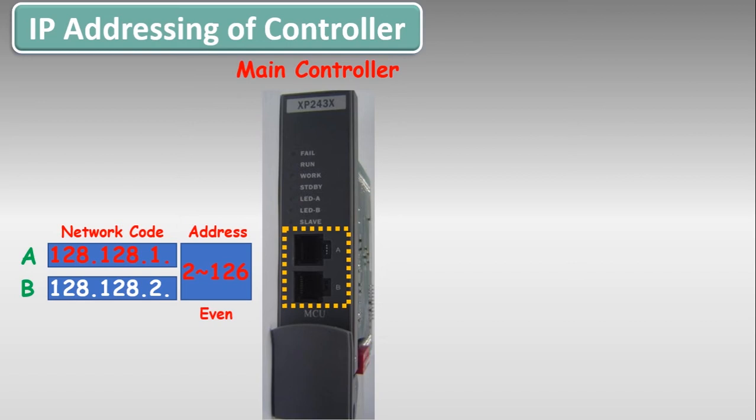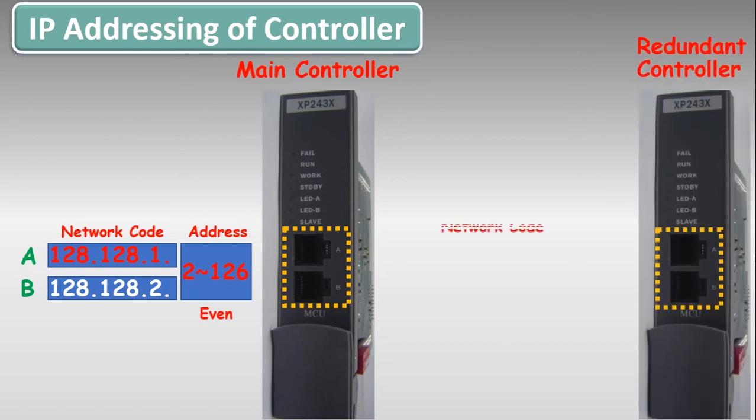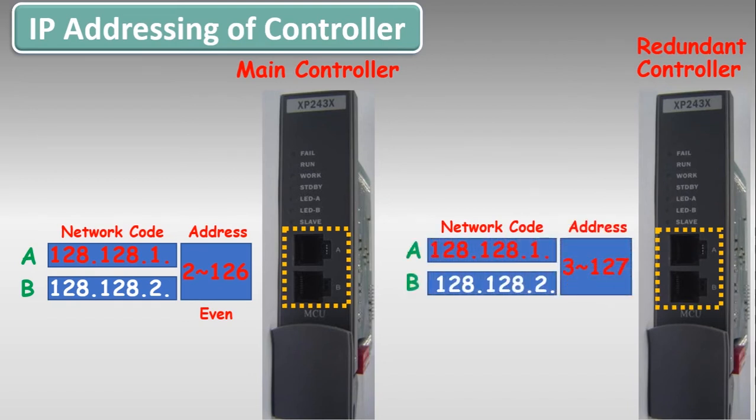The main controller will be used either individually or in redundancy. Its address will always be even. Similarly, for the redundant controller, we also have two ports. The network codes of port A and port B will be the same as the main controller. The only difference between the main controller and the redundant controller is the address of the controller. The address of the redundant controller is odd and ranges from 3 to 127. The address of the redundant controller is always 1 plus the main controller address with which it is used.